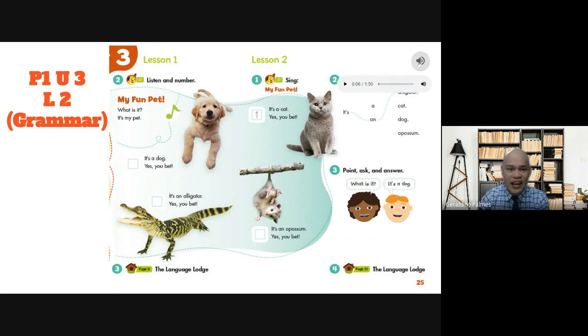Let's listen and look at the song right here. We can see there's number one already here. Let's find out what is number two, three, and four as we listen and sing the song. Are you ready? Unit 3, Lessons 1 and 2.